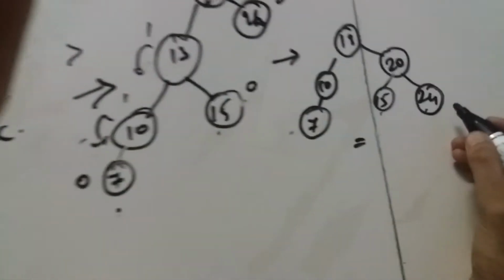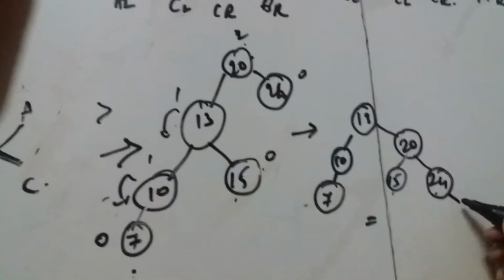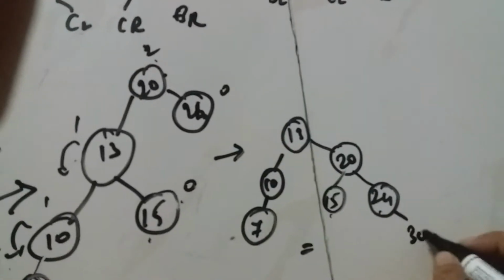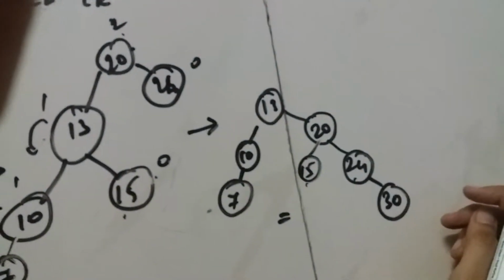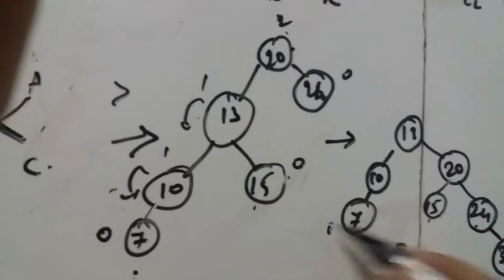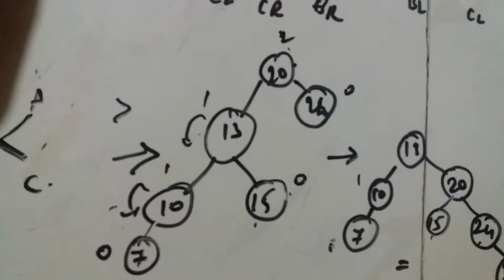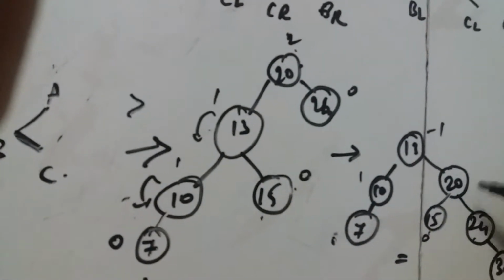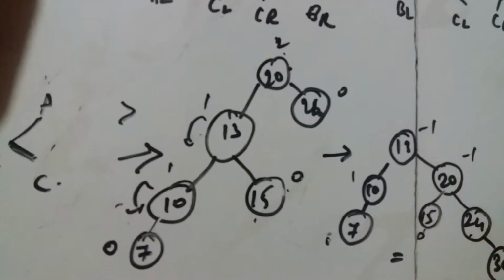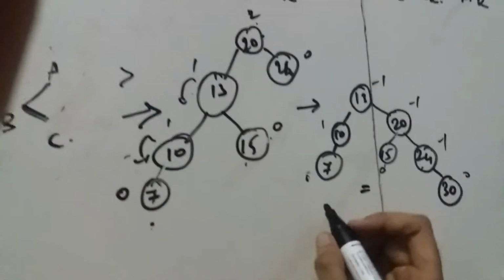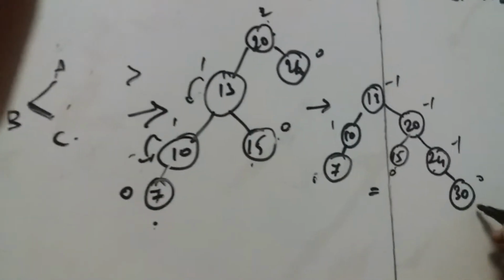Next will be 30. 30 is greater than 13, greater than 20, and greater than 24, so it comes to the right side. You need to check the balance factor. Here it is 0, here it is 1, here it is minus 1, here it is 0, here it is 0, here it is 1, minus 2, minus 1, here it is minus 1. So there is no imbalance. Let us proceed with insertion. Next is 36.